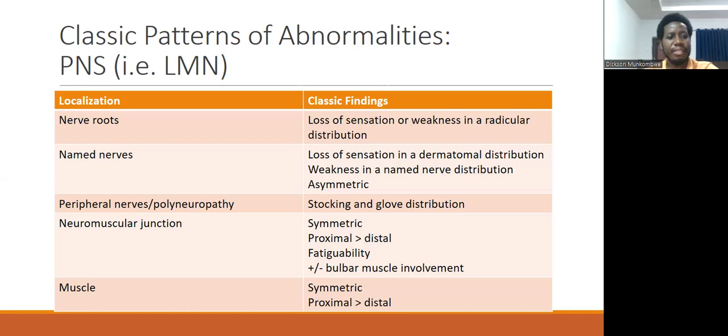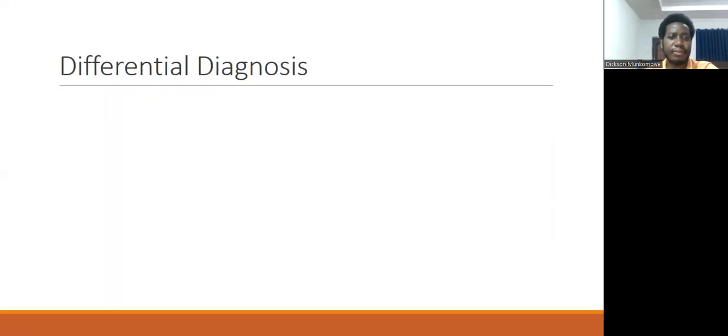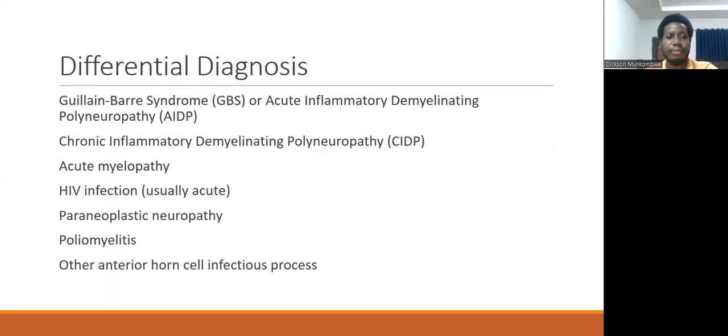So our patient's pattern is seeming to fit more into the peripheral nerves or polyneuropathy pattern. So what is your differential diagnosis now? So this is a list of the differential diagnosis which I came up with. You could add a few more.